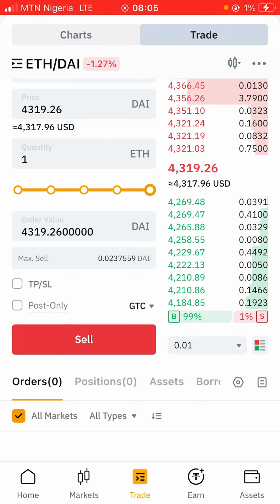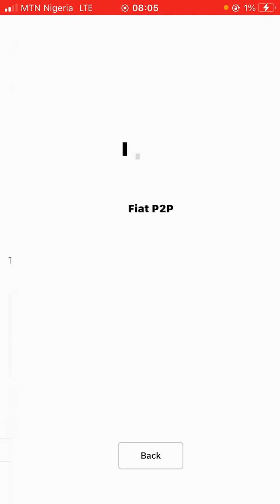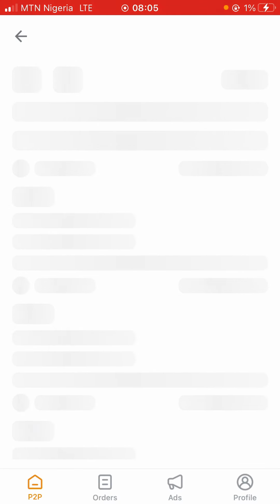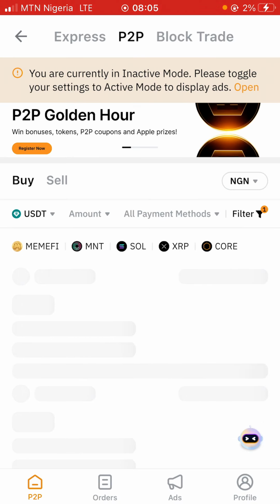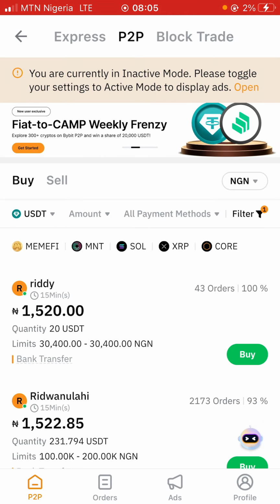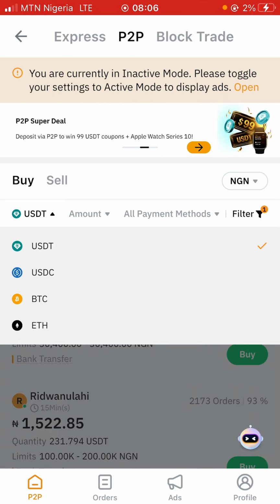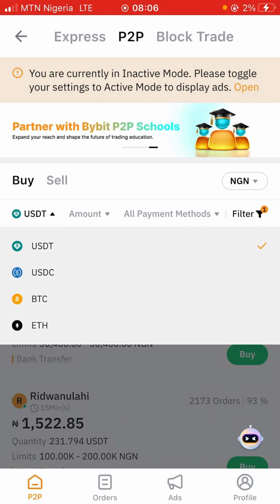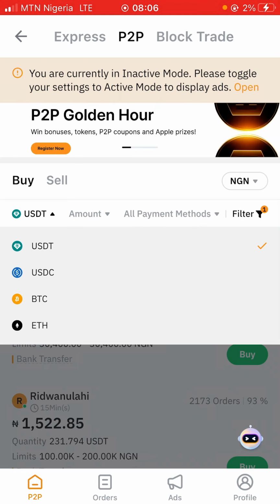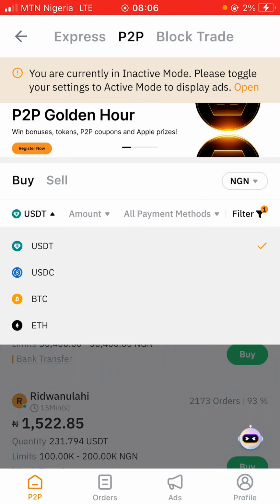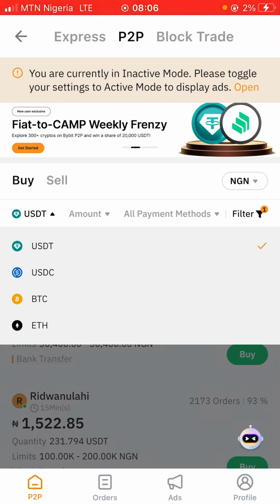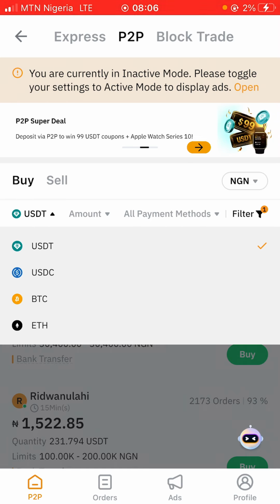So what you have to do, if you come to the P2P market here now and search for DAI, you're not going to see DAI being sold here most of the time. Even if you do see it, you're not going to have much liquidity, because it is not that popular a stable coin. If you see here, you only have USDT, USDC, BTC, and ETH. So there is no DAI here for us to sell in the P2P market and get our money back in Naira, or in any currency you are using.